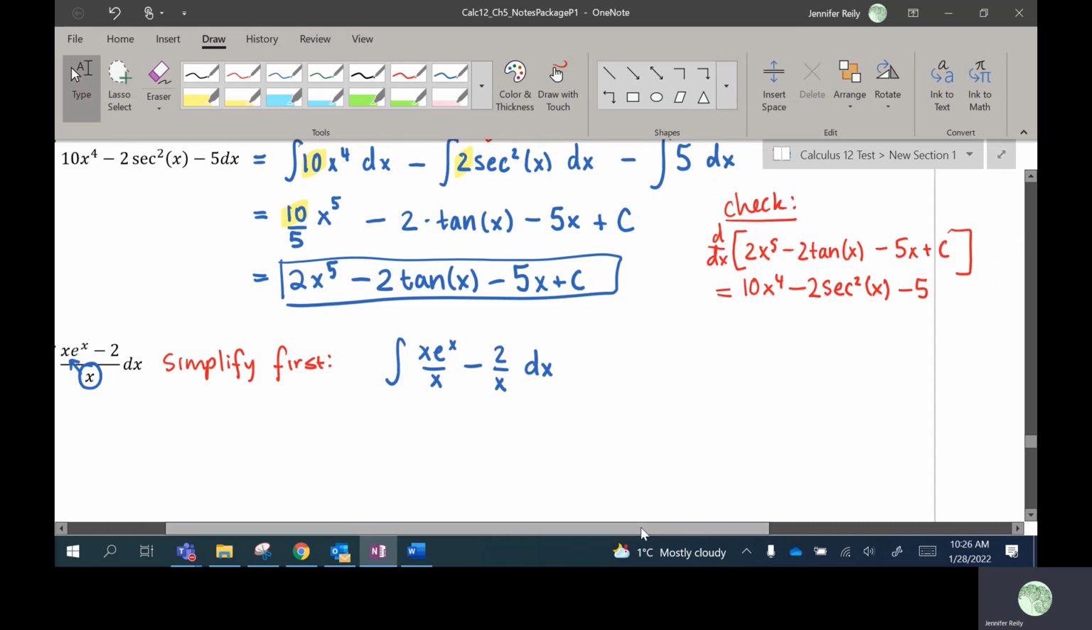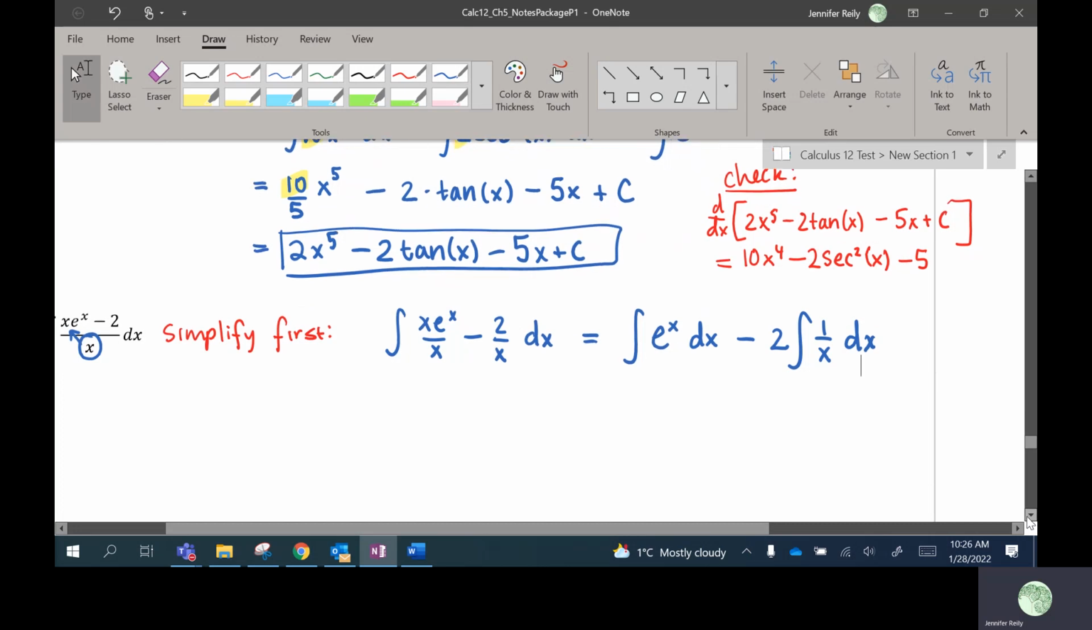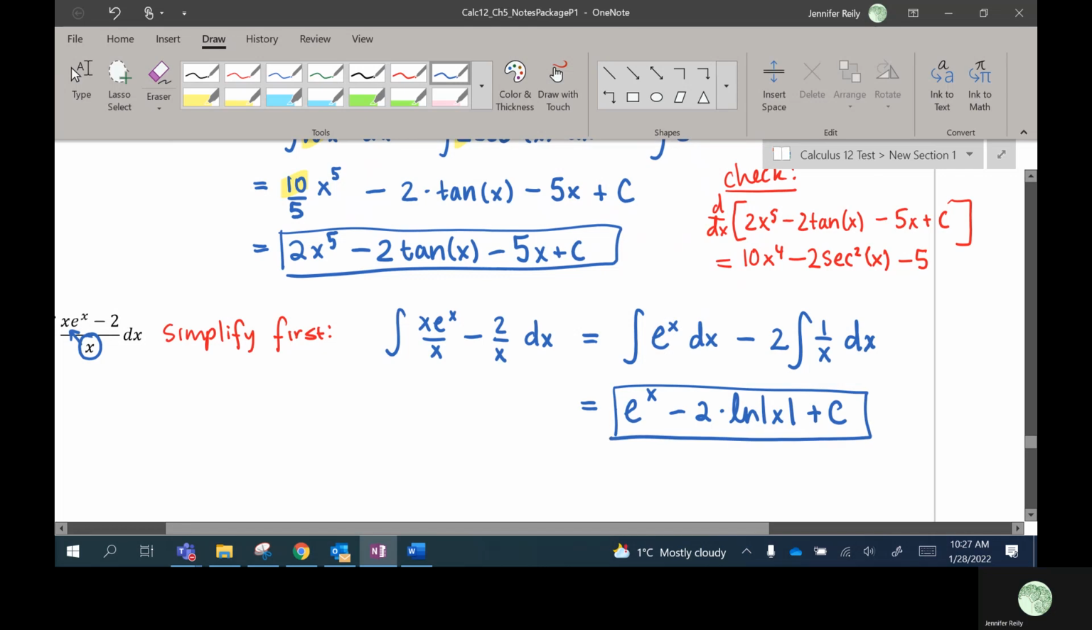We can split this up and simplify it even more. x over x is just 1, so it'd be e to the x minus, and if you want, you can pull the 2 out, but you don't have to. I will do it: 2 times 1 over x. Again, you don't have to pull the 2 out, but sometimes it's easier for students to see. Okay, now we're actually going to answer this. The antiderivative of e to the x is just e to the x. The antiderivative of 1 over x is ln x. And we need to put the absolute values just because x can't be a negative number or won't be defined. And plus c. There we go. Done. And you can check again and you'll get this back.